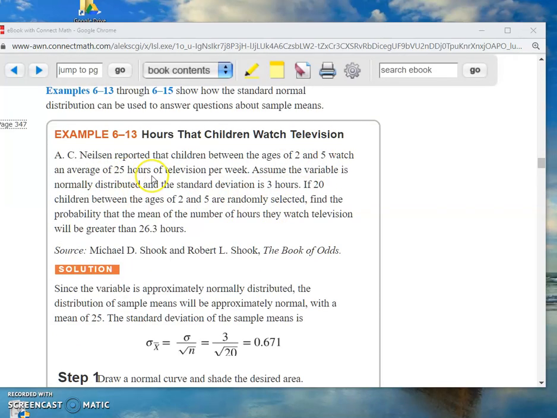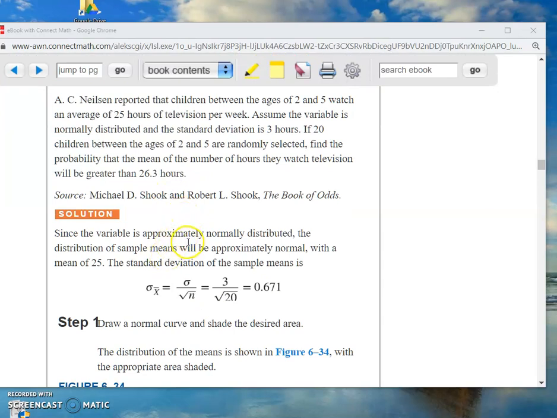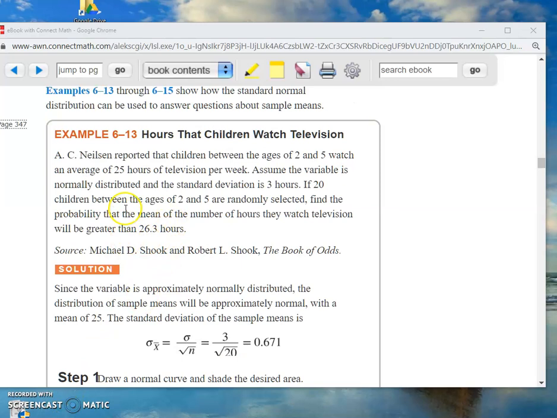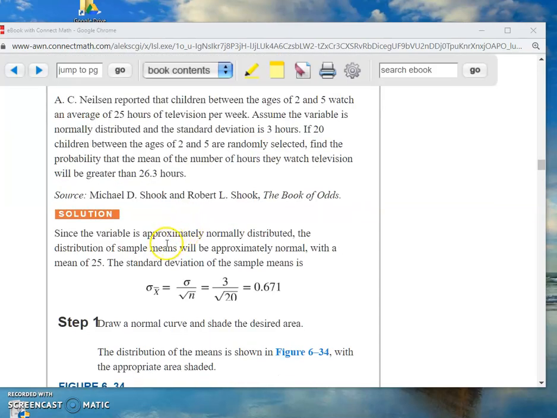Okay, so now it says that the original variable is approximately normally distributed. That was, it didn't say approximately, it said it is. Okay, so let's assume that this word approximately doesn't seem to fit there. But since the variable is normally distributed, the distribution of sample means will be approximately normal with a mean of 25. Okay, so I don't want to be pedantic here, but he's talking about it being approximately, he says it's approximately normal.